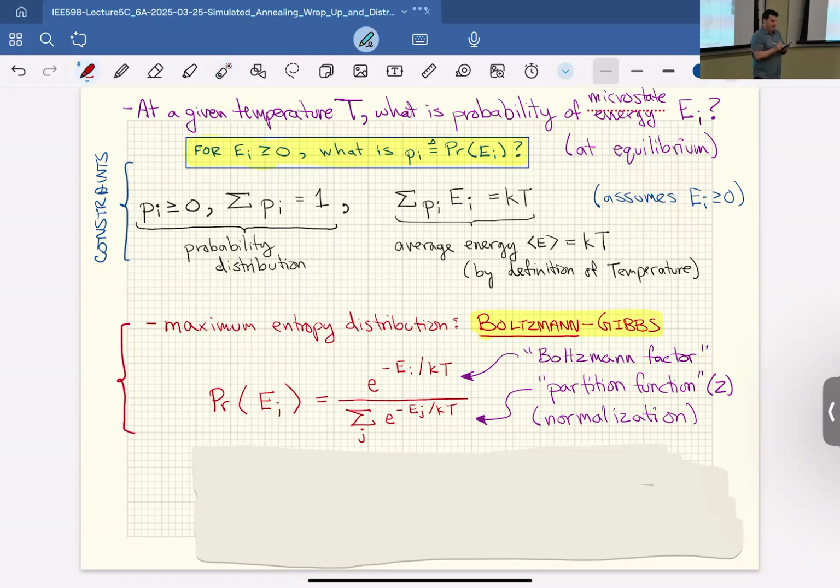This is just applying max ent to H from the previous page, plus those constraints. So you get this cool thing which describes this distribution of microstates, or distribution of energies.